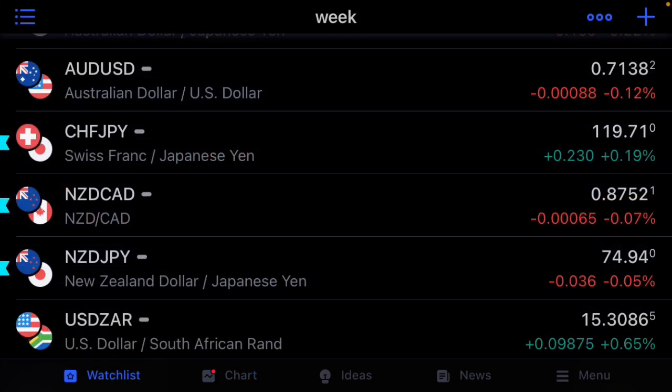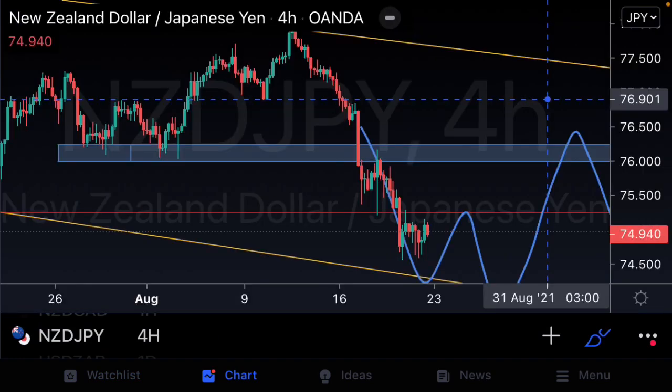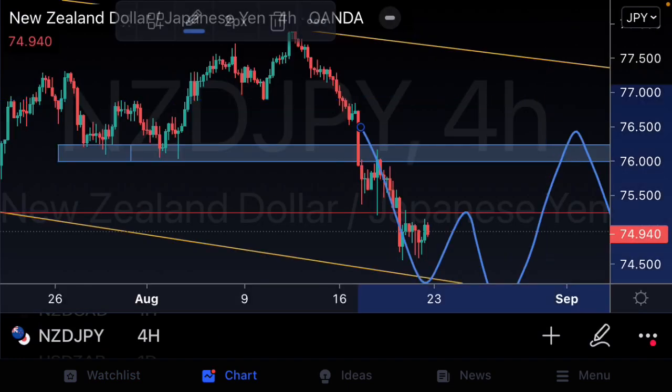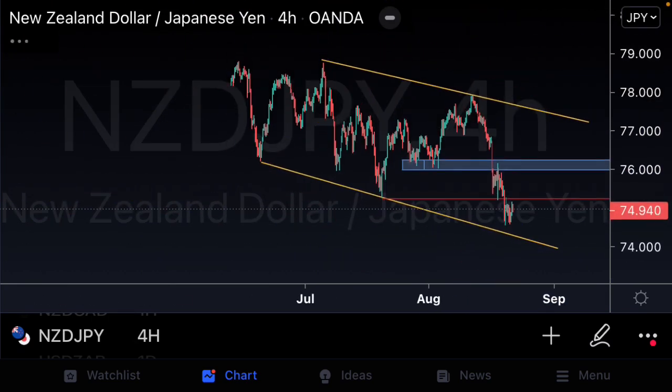Let's get into the last pair that we're going to have a look at today, guys, and that is New Zealand dollar JPY. Now we also have some stuff over here. Apologies for not deleting all of that.